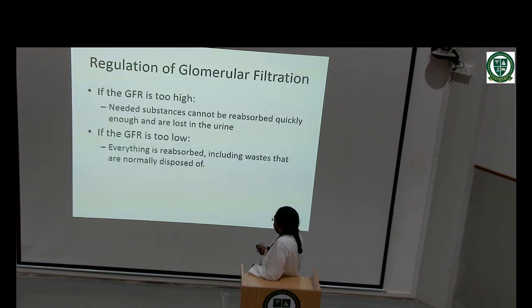Coming to this, if the GFR is too high, that means the needed substances cannot be reabsorbed quickly enough and are lost more in the urine. The wanted and unwanted, everything is lost in the urine when the GFR is too high. If the GFR is too low, everything is reabsorbed, even unwanted and wanted substances which are supposed to be disposed of are also reabsorbed.